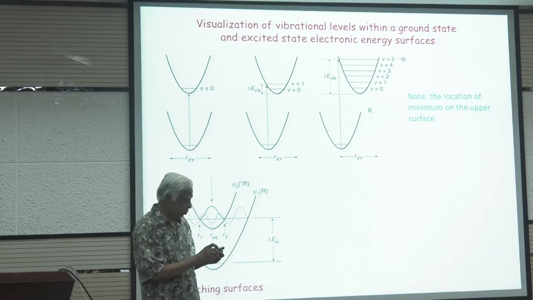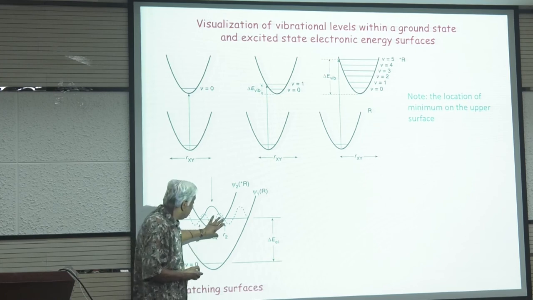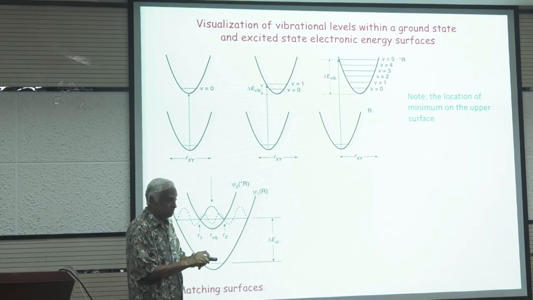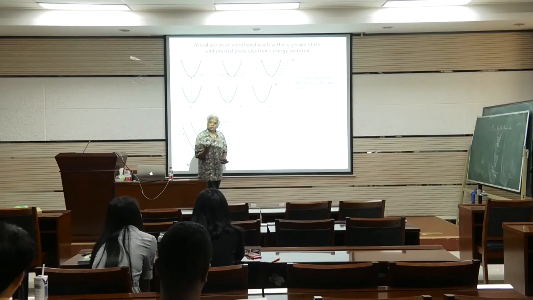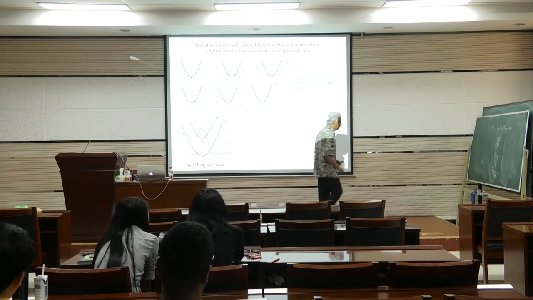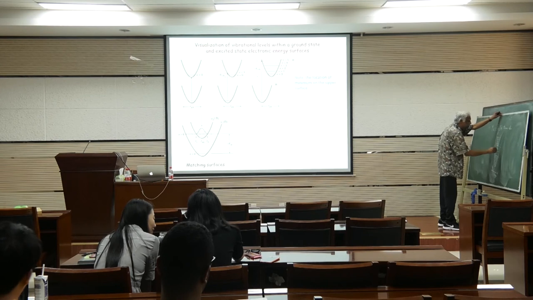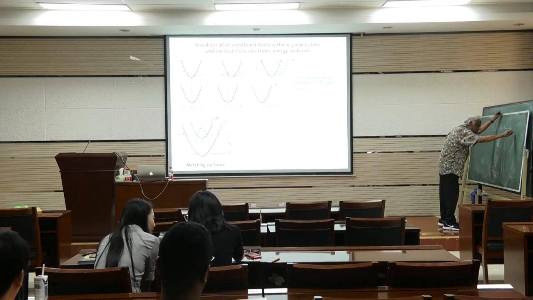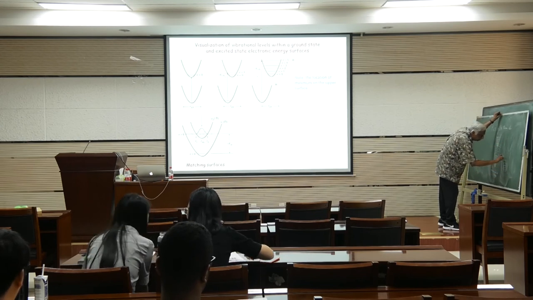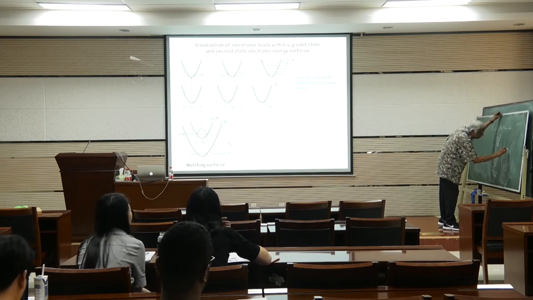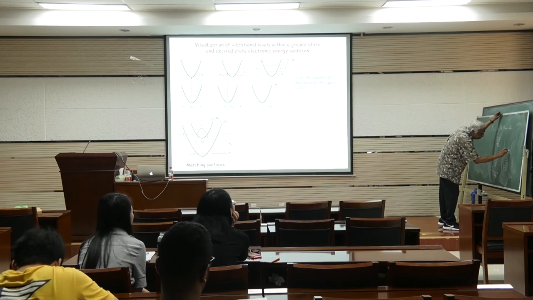Okay, so the picture depends upon how these two surfaces are matching. Sometimes we don't know exactly how it is going to be. Oftentimes, there is a lot of guesswork. So here, how do you know it's like this? It could be like this, and something like this.